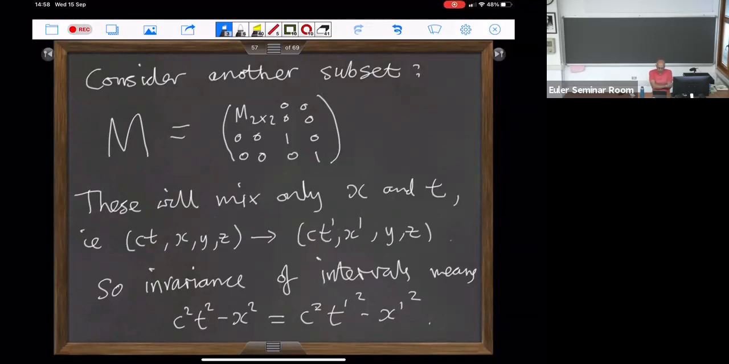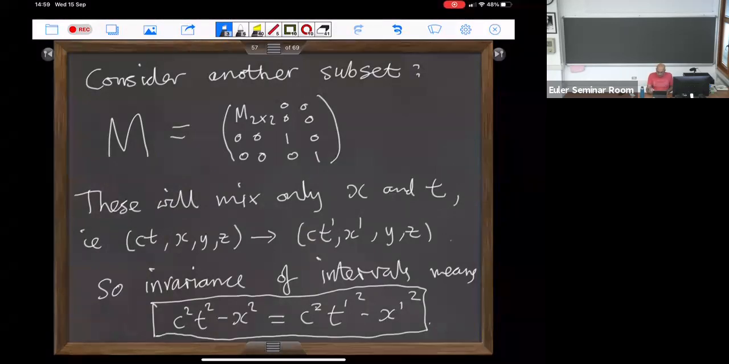So those would be given by these kinds of 4x4 matrices. You have a non-trivial 2x2 block in the upper left. You have the identity matrix in the bottom right, and then you have zeros everywhere else. So now our condition of Lorentz invariance reduces to the condition at the bottom. And like we did with SO2, we can find the most general solution of this quadratic equation.